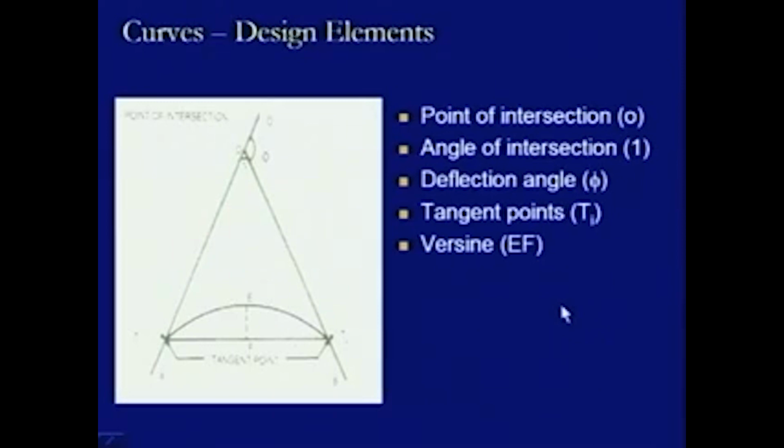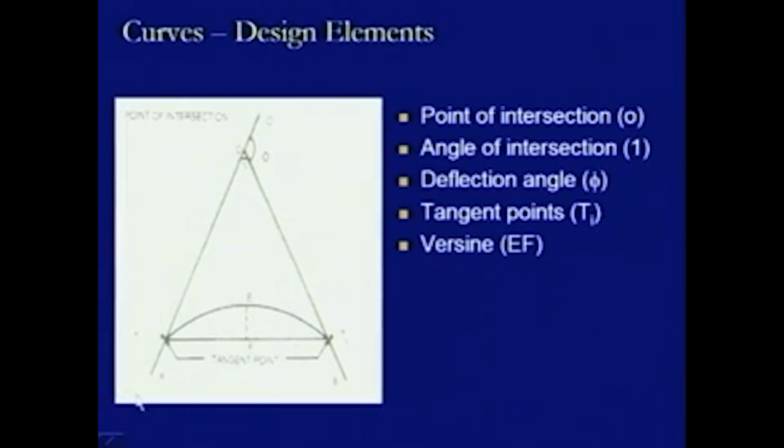Now, we come to the other design elements in this diagram. The design elements have been shown like this. This is a circular curve, and this point is a straight section, at this point there is another straight section. So, this is termed as tangent point on this side and a tangent point on this side. Then this is the chord, this is the length of the circular curve, this is versine at EF.